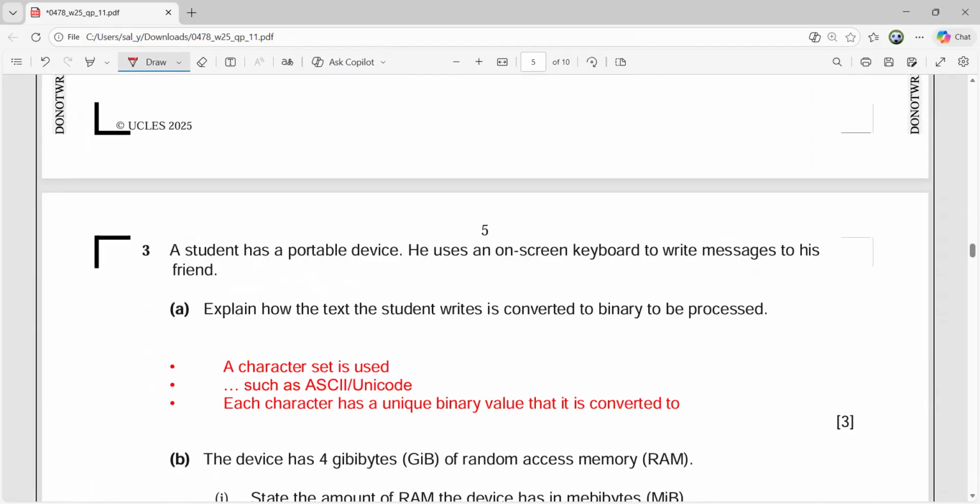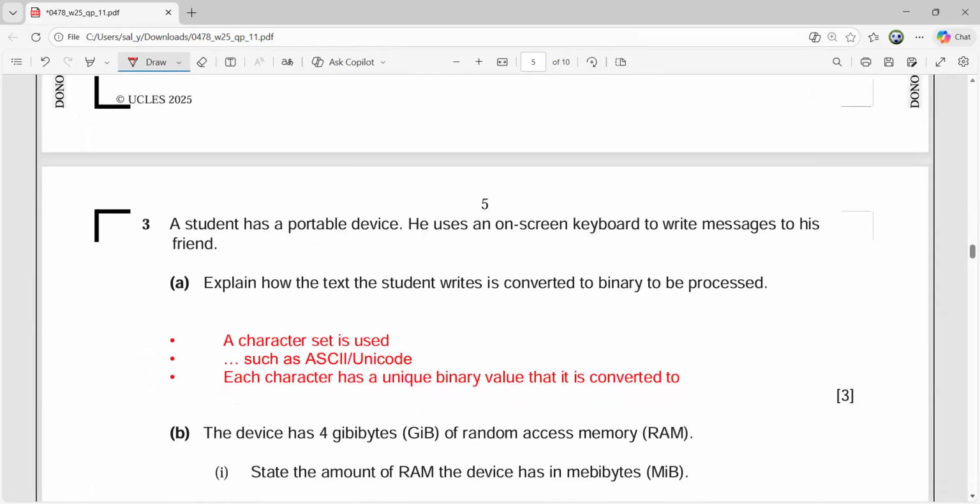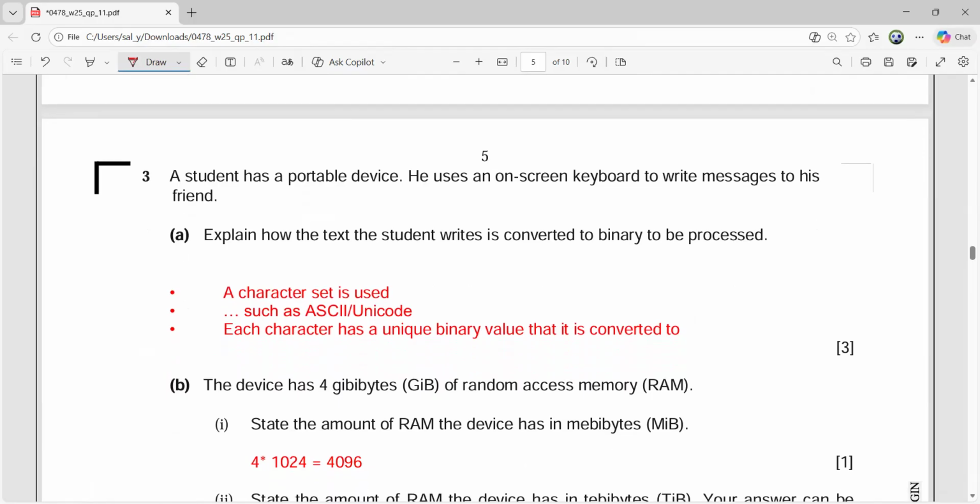So for this purpose, a character set is going to be used, like your ASCII code or the Unicode. And then each character has a unique value that it is converted to. So when you type any statement or any sentence, it is converted into its equivalent binary value in the same manner. So this is how you will be able to score 3 out of 3 if you have written the values properly.